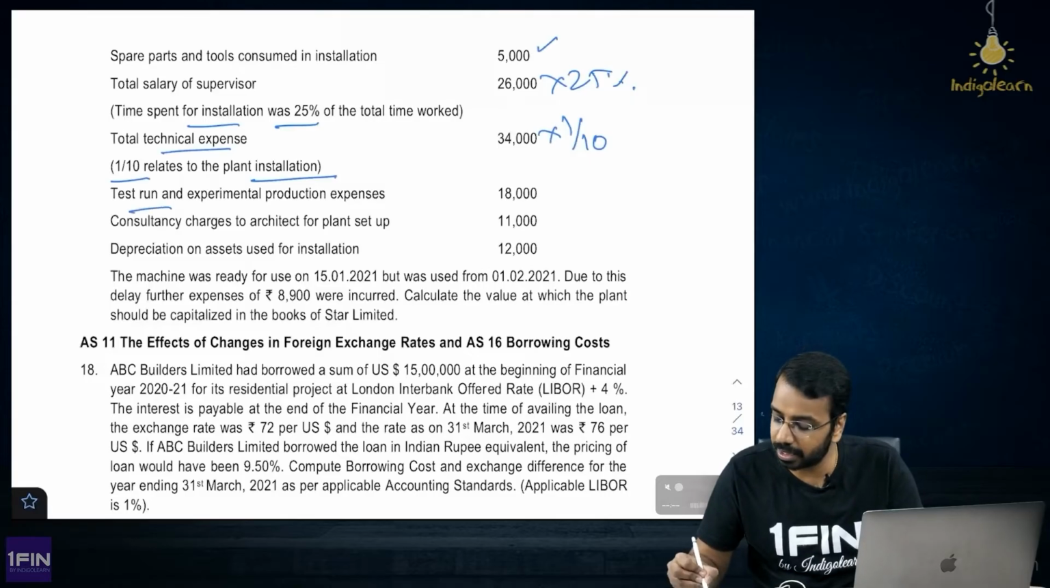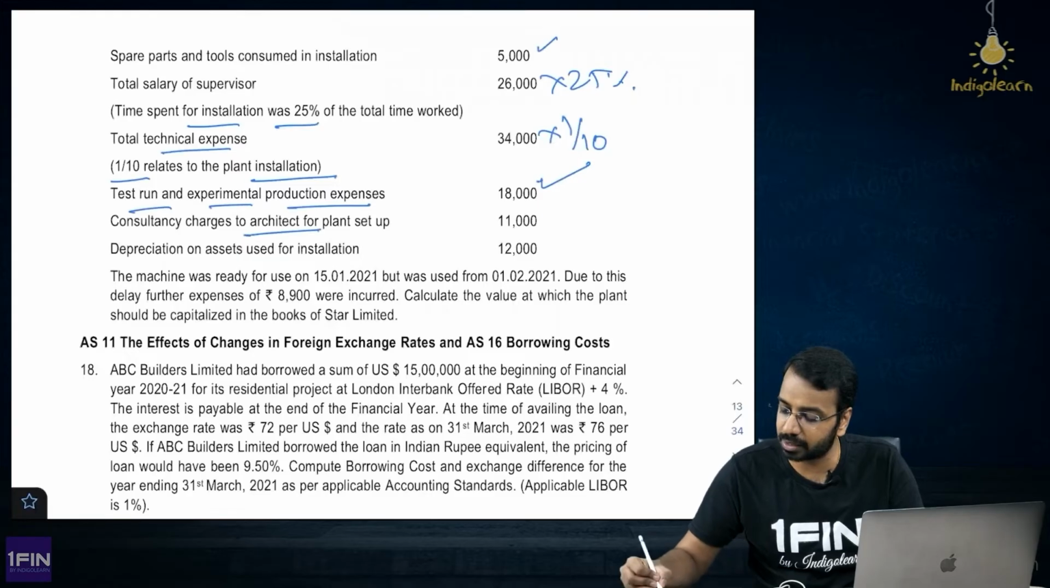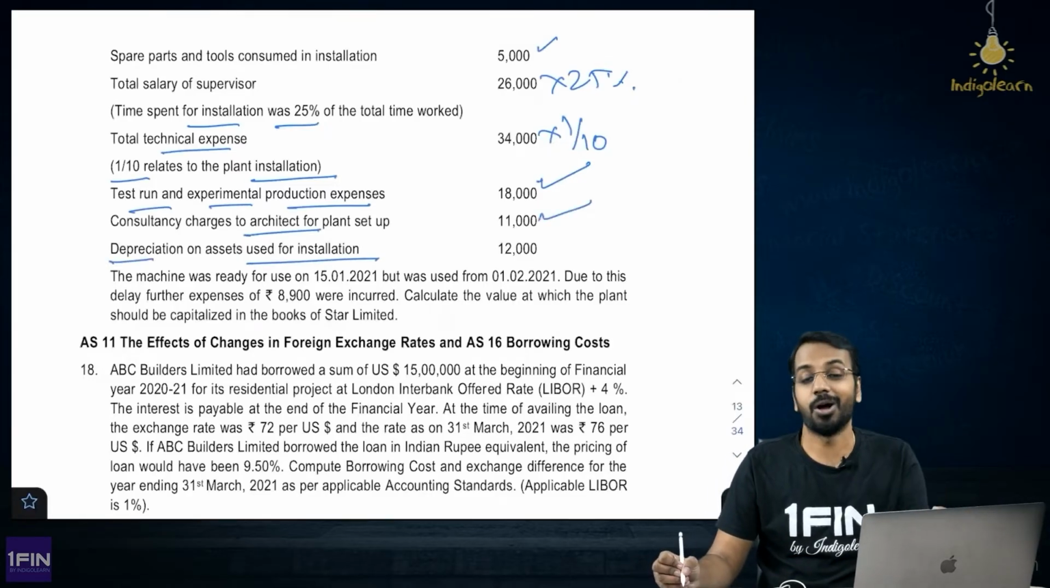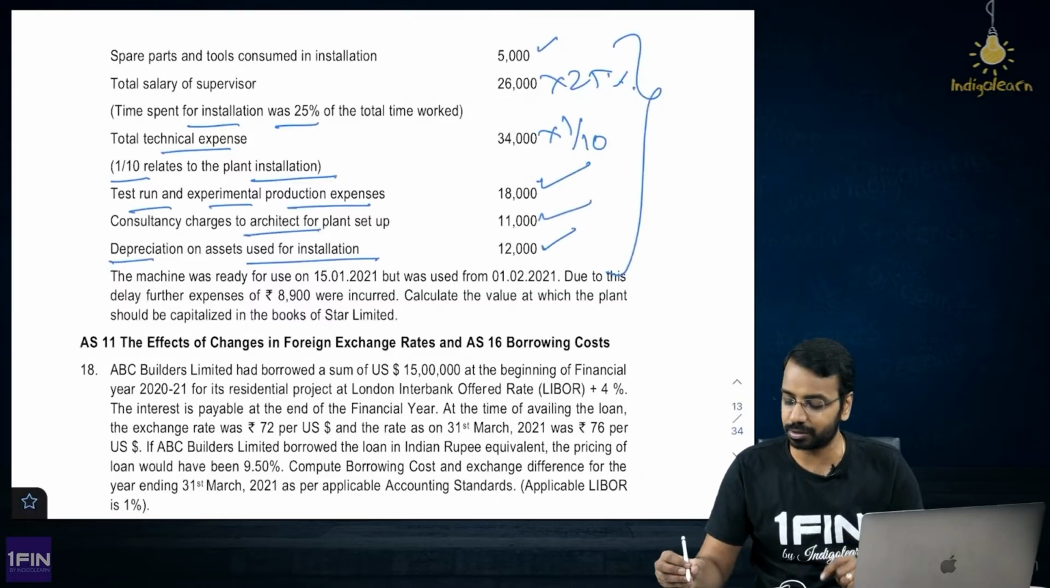Then, test run and experimental production expenses related to acquisition of PPE. Consultancy charges attributable. Depreciation on assets used for installation. So, some other asset is used, on that there is depreciation, that is also attributable. So, all of this you will add to the cost of PPE.